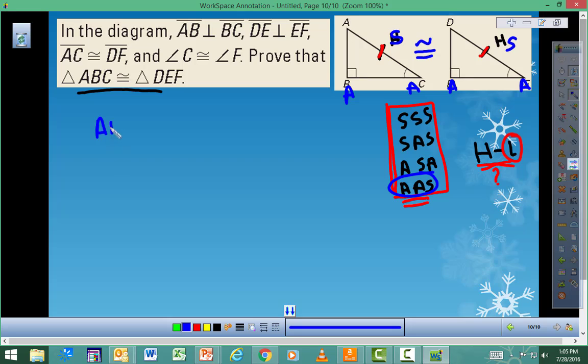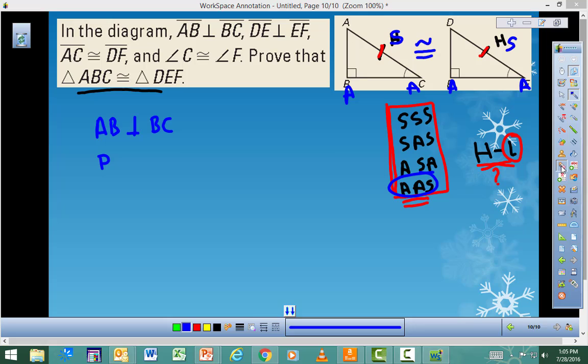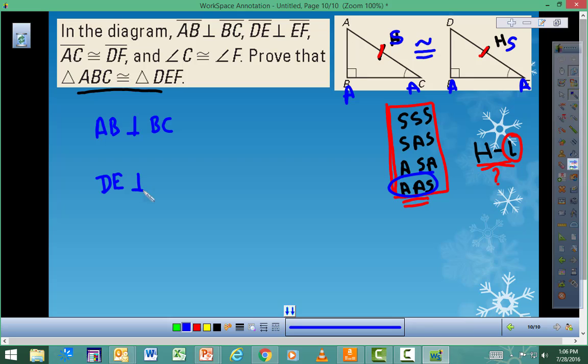AB is perpendicular to BC, and I'm going to say that DE, oops, remember what I have to do? I have to write the reasons underneath. So let me put some space in between here. I'm going to put DE is perpendicular to EF. And I'm going to put AC is congruent to DF. And then I'm going to put angle C is congruent to angle F.